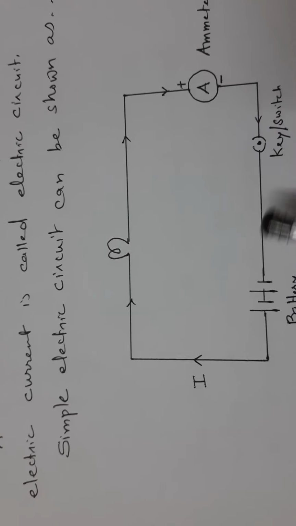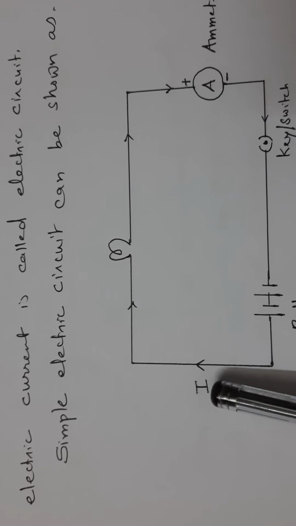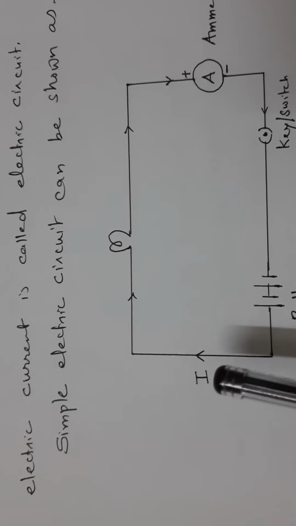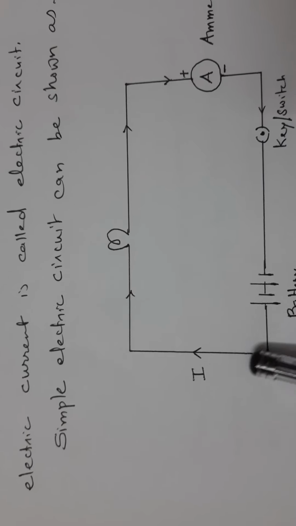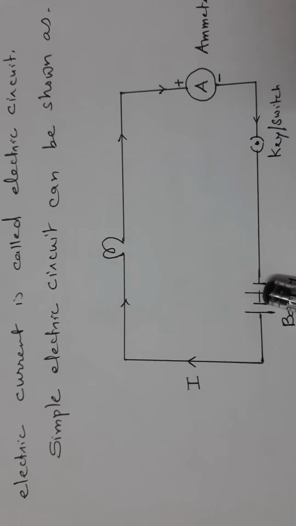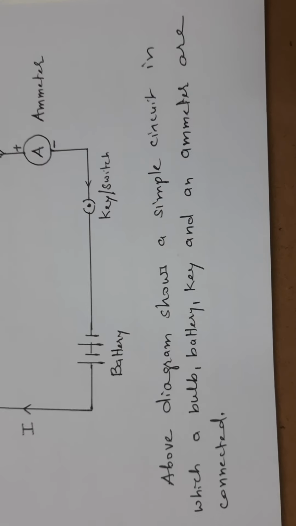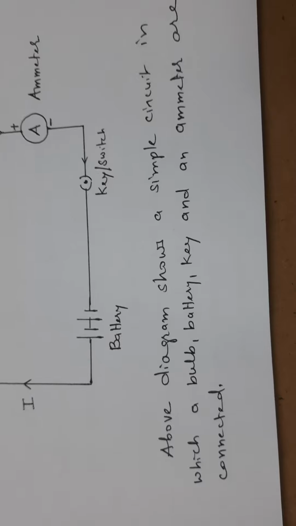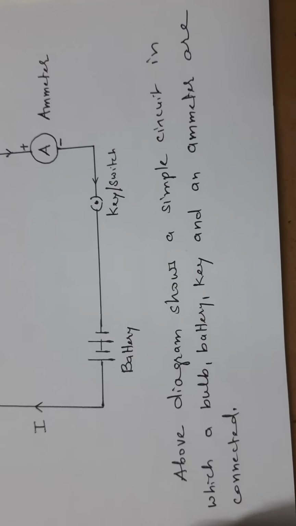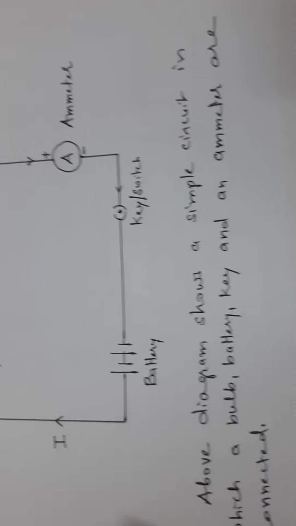In a circuit diagram, the direction of flow of current has to be shown. So here I have shown it from positive to negative. So do remember, the above diagram shows a simple circuit in which a bulb, battery, key and an ammeter are connected.